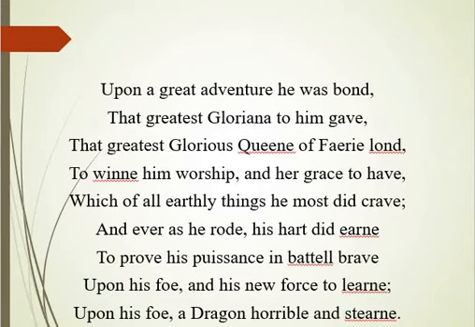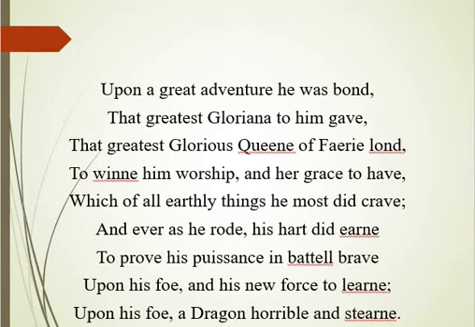who was the queen of the fairyland, and she wanted to win worship herself. Here the worship explains about the honor. She wanted to bring honor and her grace to have, which of all earthly things he did crave. Here honor is the only thing, that is getting success in that adventure.